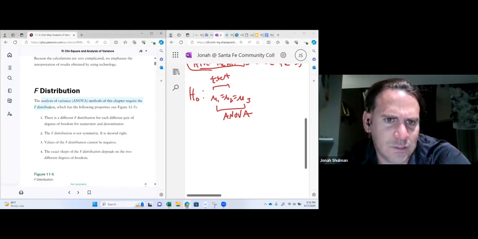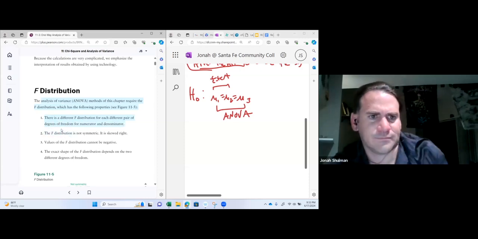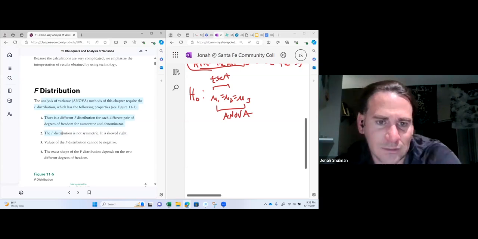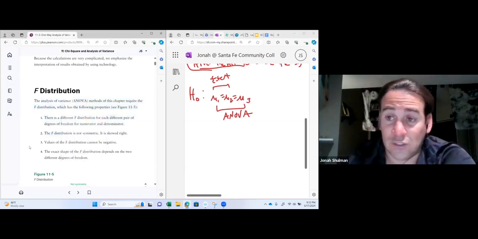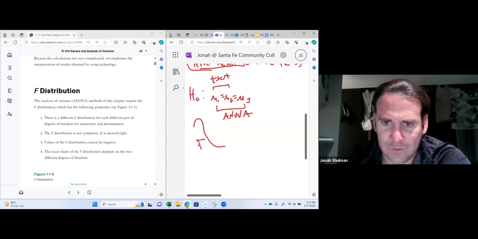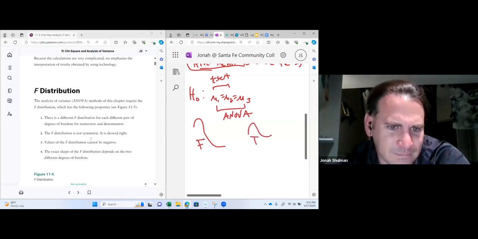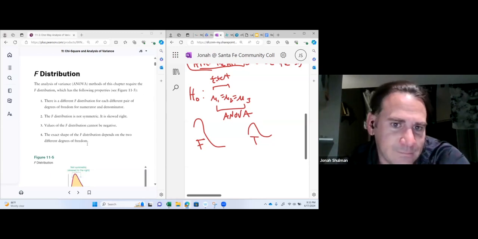The analysis of variance methods in this chapter require an F distribution, which has the following properties. There is a different F distribution for each pair of degrees of freedom for the numerator and denominator. The F distribution is not symmetric. That should be familiar. That should look like the t, right? It's skewed right. So your F is like this, and so is your t. Your t is also like that. F cannot be negative.